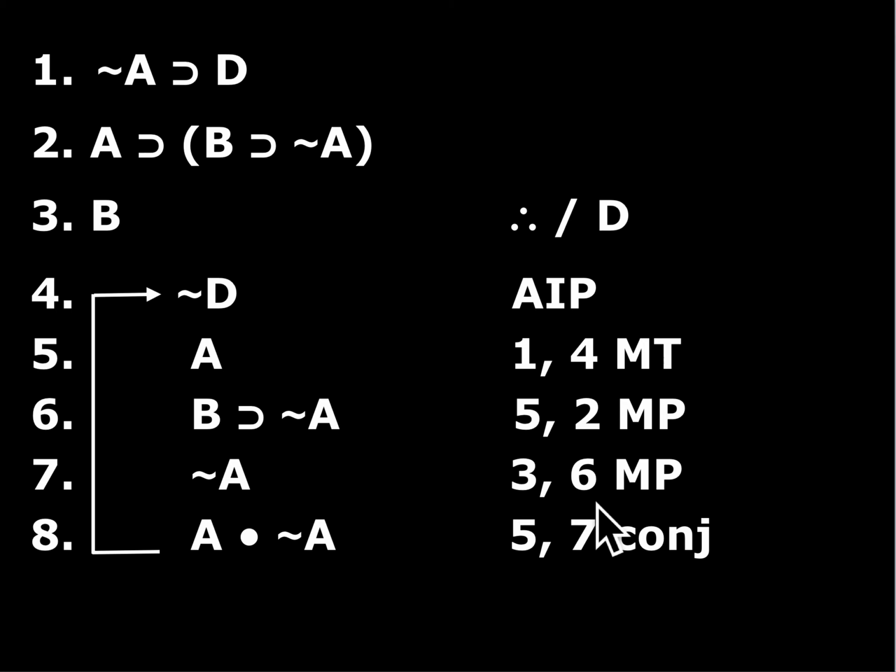Now I can close the subproof. Next line has to be the negation of my AIP. Remember, there's 2 ways you can negate something, add or subtract 1 tilde. I'm going to negate this by subtracting 1. So I'm going to put D here. And the justification is the entire subproof, lines 4 through 8, indirect proof.